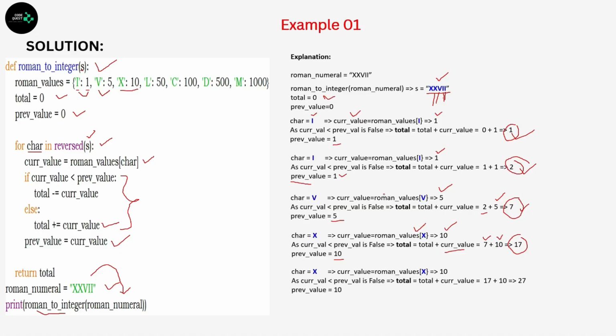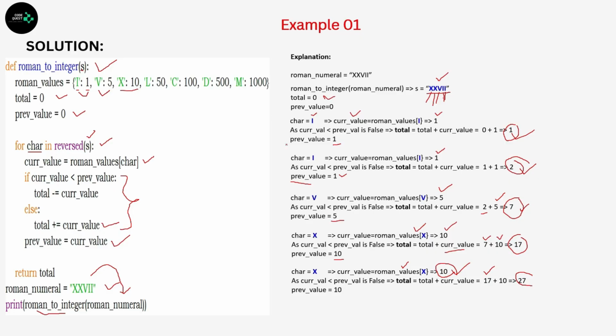Now in the last iteration, once again we found the character X, whose Roman value from the dictionary is 10. So this is the current value now. Now when I verify whether the current value 10 is less than the previous value, what is the previous value? 10. So 10 less than 10 is false. As a result, we will be adding the current value to the total. So total as of now we have 17, and to that I am adding the current value. So I will be getting 27.